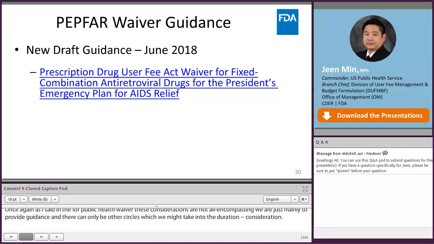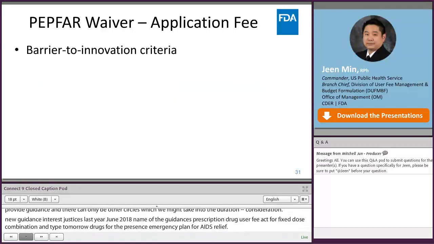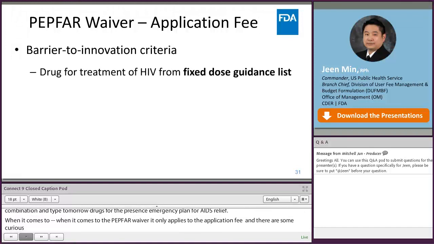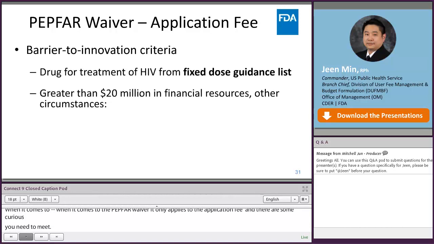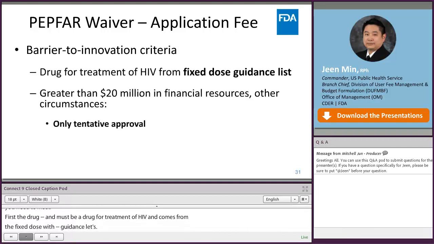When it comes to the PEPFAR waiver, it only applies to the application fee, and there are some criteria you need to meet. First, it must be a drug for treatment of HIV and comes from the fixed dose guidance list. Secondly, unlike the barrier to innovation waiver, where there is a limited resource requirement, the PEPFAR waiver does not have such requirements, but there are other conditions.